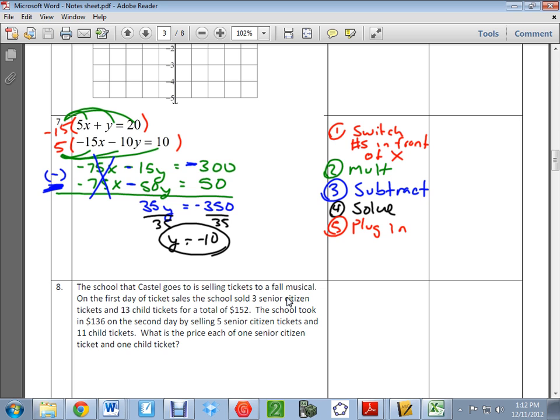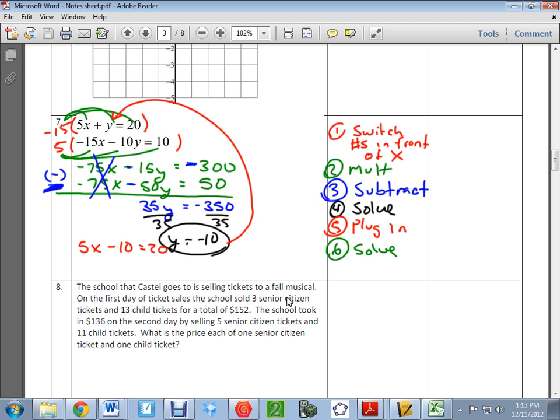So when I plug in negative 10, which equation do you want to put it into, the top or the bottom one? The top. All right, the top one is the easier one, so we'll go ahead and do that. 5x plus, what is y? Negative 10 is equal to 20. So 5x minus 10 equals 20. Solve the equation, which is the last step. So the sixth step is to solve.